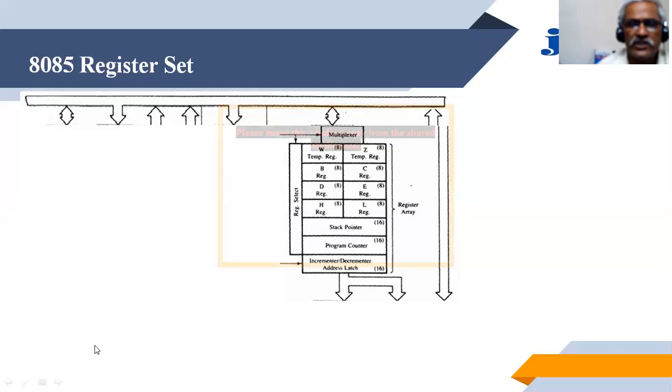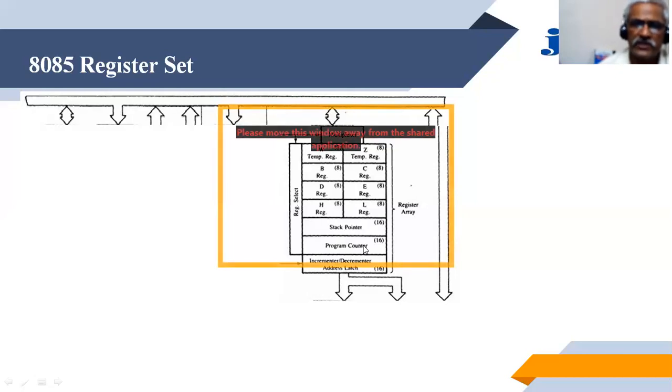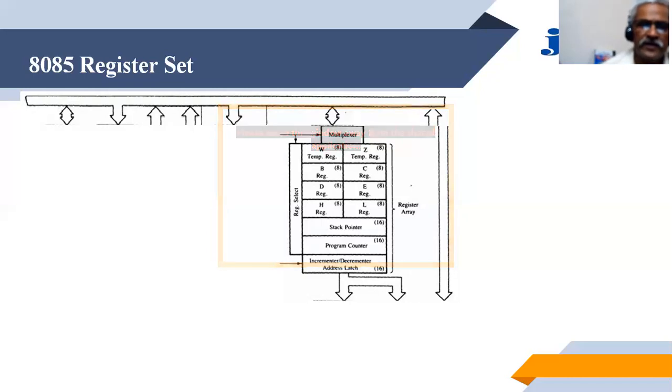Another 16-bit register is the program counter. This program counter points to the address of the next instruction. Means while the execution of the current instruction is going on, this register will contain the address of the next memory location or the address of the next instruction, so that some kind of speed up is achieved.